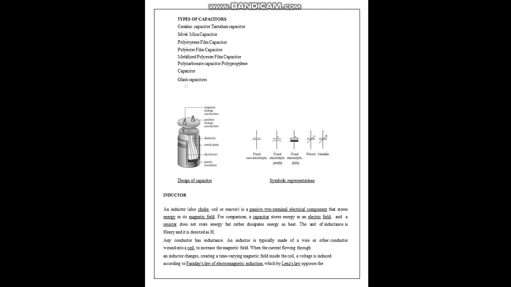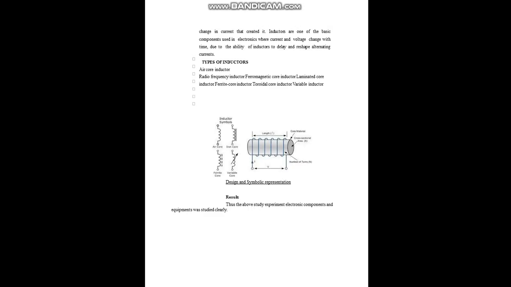Any conductor has inductance. An inductor is typically made up of a wire or other conductor wound into a coil, because this is used to increase the magnetic field. When the current flowing through an inductor changes, it creates a time varying magnetic field inside the coil. A voltage is induced according to Faraday's law of electromagnetic induction. The types of inductors are air core inductors, radio frequency inductor, ferromagnetic core inductor, laminated core inductor, ferrite core inductor, toroidal core inductor, and variable inductors.